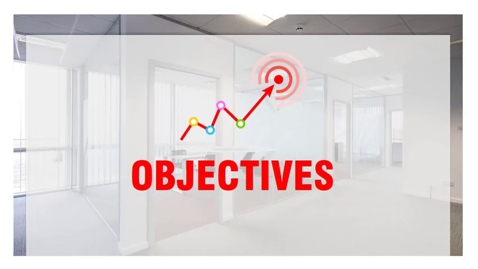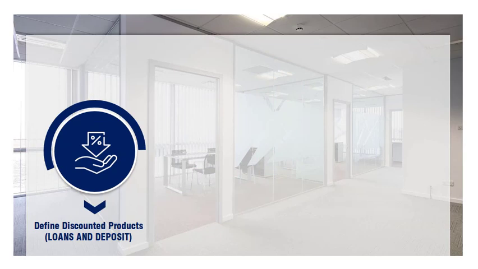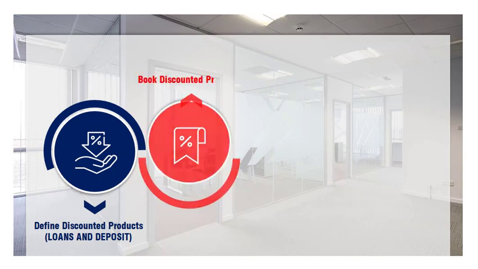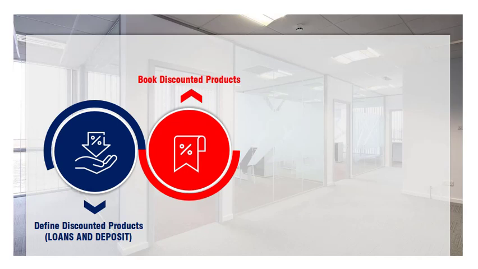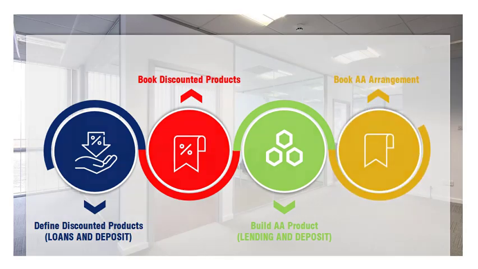Objectives. At the end of this module, you should be able to define discounted products, loans and deposits, book discounted products, build AA products, lending and deposits, and lastly, book AA arrangements.